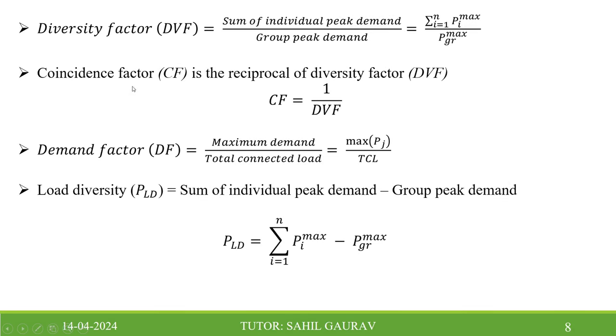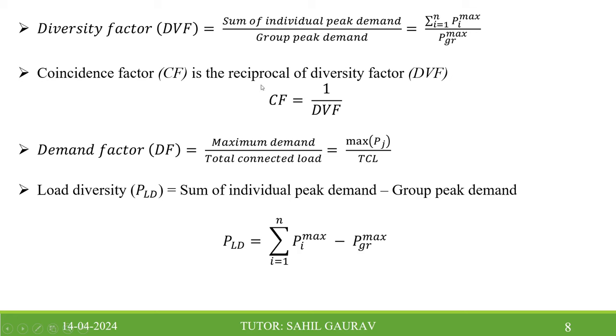Now other important expressions in load characteristics and load management are diversity factor, coincidence factor, demand factor, and load diversity. Diversity factor, you can easily remember, is the ratio of the sum of individual peak demands upon the group peak demand. So in the top, you put the summation of all the individual peak demands, while in the denominator, you put the aggregate peak demand. Group peak demand is the same as aggregate peak demand and coincidence peak demand.